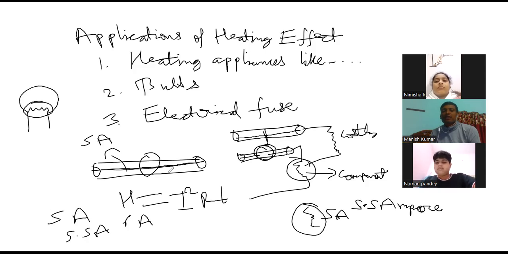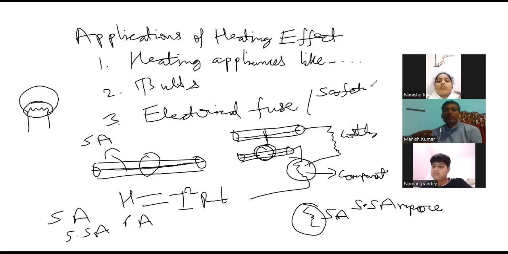Otherwise, the circuit will work without a fuse also. But the fuse is a safety device, isn't it? We can write here safety device or safety element. For safety, we are using this fuse. Safety device.